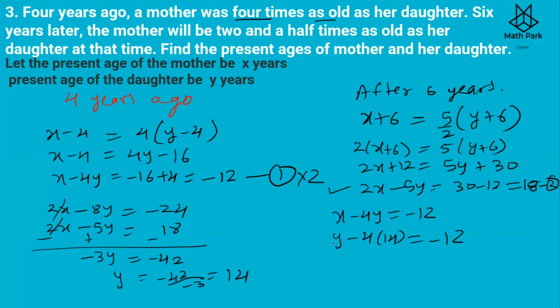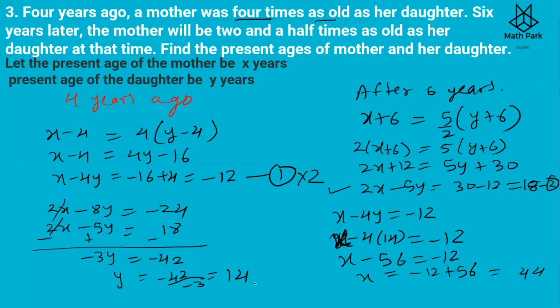So we get x minus 4 in bracket. We are substituting the value of y. So we get x minus 14 fours are 56 is equal to minus 12. So we get x is equal to minus 12 plus 56. 6 minus 2 is 4. 5 minus 1 is 4 again. So we get x as 44 and y as 14.